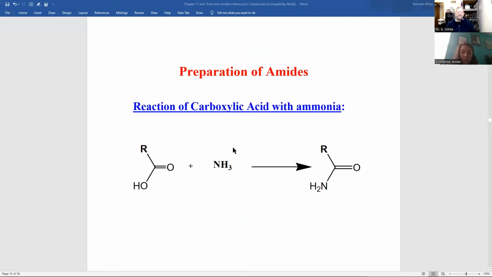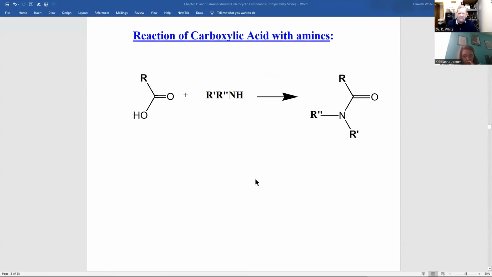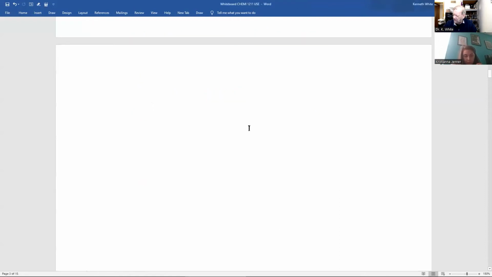All right, now the next slide, how do you make an amide? I'm going to combine 2 slides, this one and the next one, because after I made this, I realized there's a better way of doing this. So let's look at the better way of doing this. And I hope you enjoyed that Dr. White story, which was true and painful.